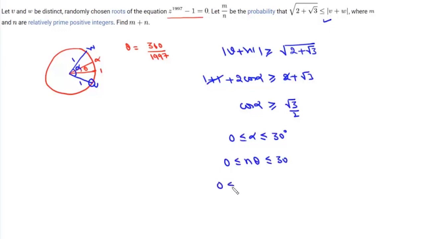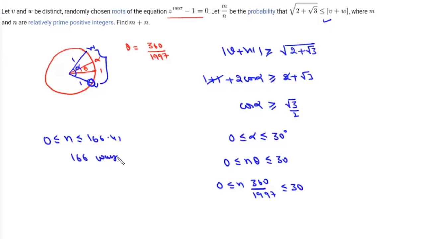Now this is 0 and this is n, theta is 360 upon 1997, which is less than or equal to 30. Now we simplify this, we'll get the value of n between 0 and 166.41. Now we cannot take 0 because then it will be the same root and n has to be an integer. So we can choose this other root in 166 ways for this to be true.